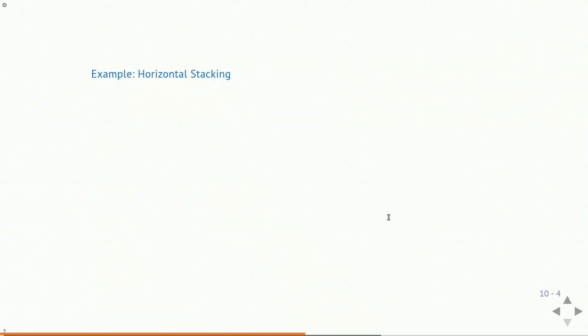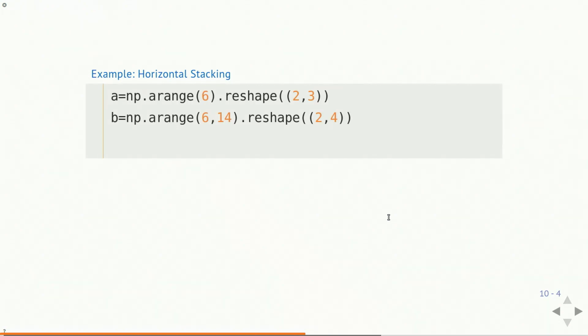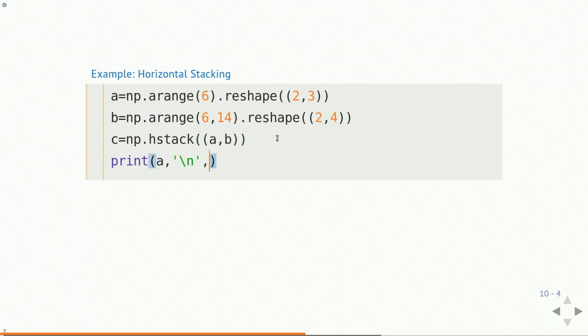So let's see an example of horizontal stacking. In this case, the number of rows must be the same. So for that, we are going to use np.hstack. So c is equal to np.hstack, a comma b. As in vstack, we are also providing a tuple argument with all the arrays to be stacked horizontally, provided via a comma separated list. So print a, backslash n, b, backslash n.